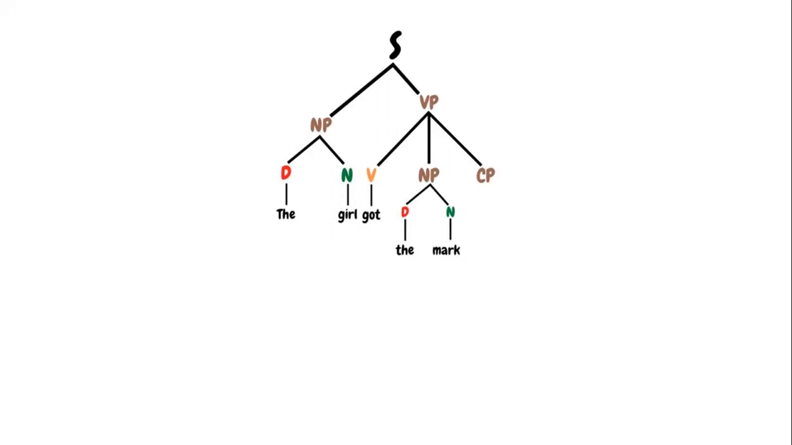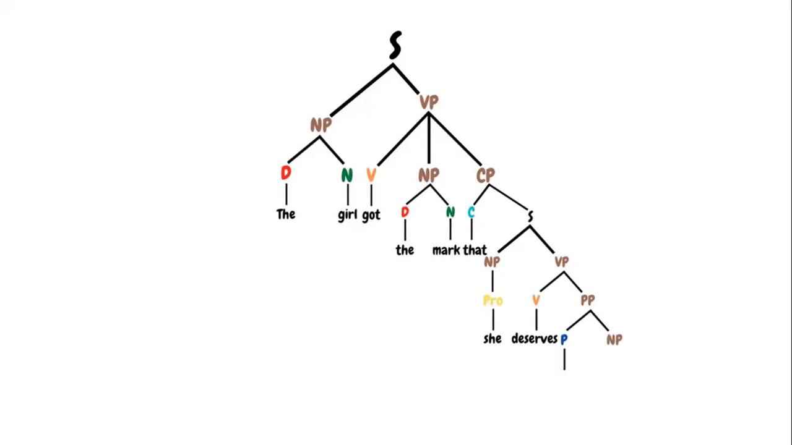Finally, we have the complementizer phrase, which consists of a complementizer and a sentence. Our complementizer here is that, and our sentence, as we know, is made up of a noun phrase and a verb phrase. Going to the noun phrase, it consists of a pronoun, which is she, and the verb phrase includes a verb and a prepositional phrase. Our verb here is deserves, and our prepositional phrase is going to be a preposition and a noun phrase. The preposition here is in, and the noun phrase again is a determiner and a noun. Our determiner here is the, and our noun here is exam.